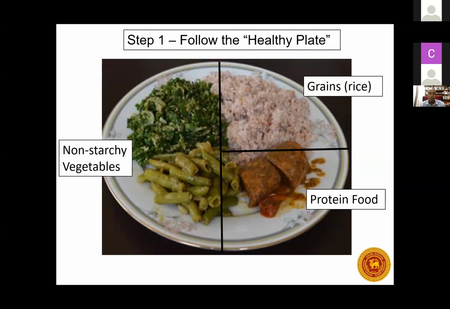So the first step you have to talk to the diabetic patient is about their main meal and what their plate should look like. So as he mentioned, only a quarter should be the carbohydrate. So here you have the rice, and then half should be non-starchy vegetables, and the other quarter should be the protein. So that is the first thing. So you have to follow the healthy plate.